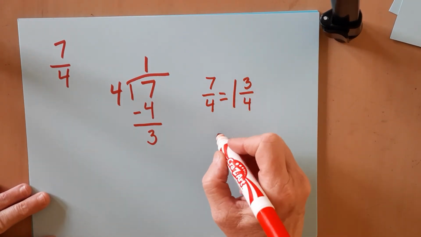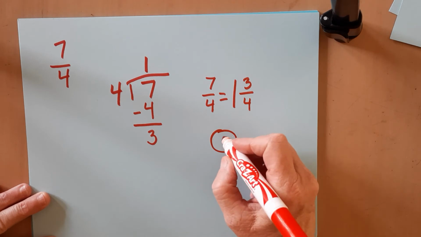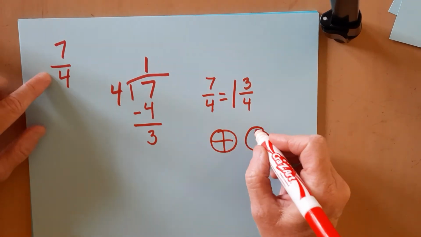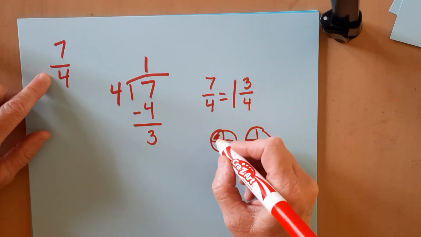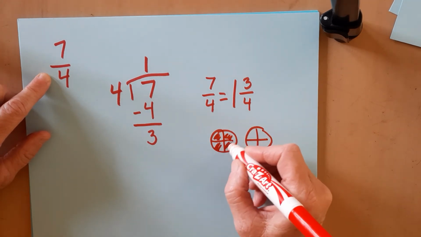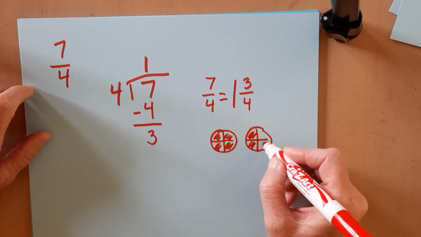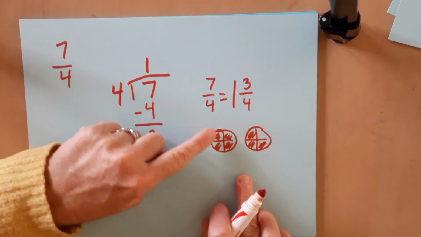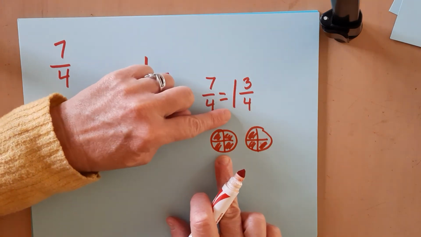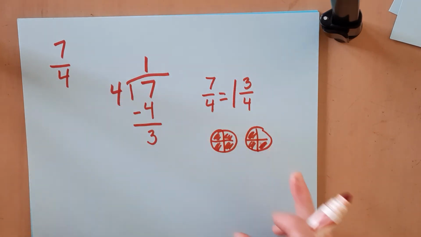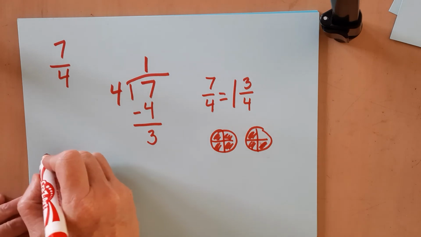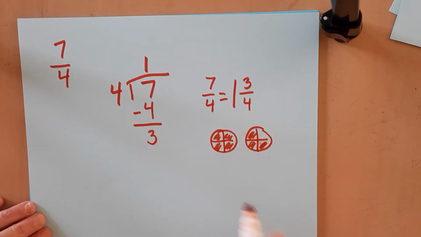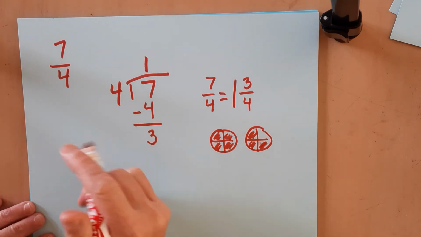If you wanted to see that in our pie formation again, we can go ahead and see. Let's start off with 7/4. We have 1, 2, 3, 4, 5, 6, 7. That's 7/4, and it is also 1 whole pie with 3/4 left over. You wouldn't be able to draw that many pies when you get into bigger numbers, but you do the same thing.